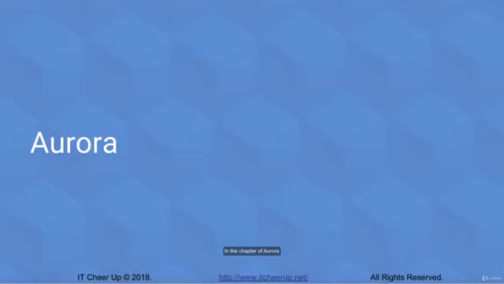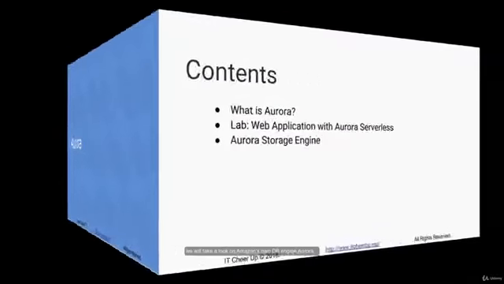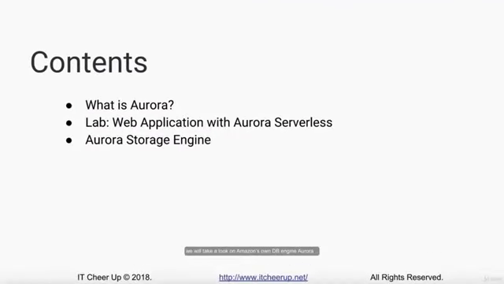In the chapter of Aurora, we will take a look on Amazon's own DB engine, Aurora. We will do the same web application, but with Aurora serverless in VPC. I will explain the Aurora storage engine, which is different than the RDS DB storage engine.